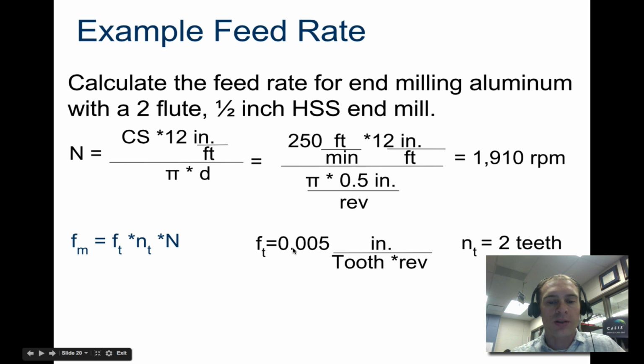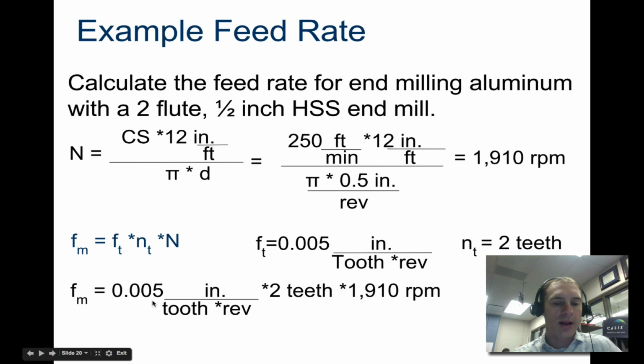So you end up with 0.005 for FT, NT is 2 teeth, and N is 1,910 RPM. Those 3 pieces, that's all you need. You can just fill in the blanks. Multiply all those together, and you're going to get the feed rate. If we multiply those together, you get a feed rate of 19.1 inches per minute. And here the tenth actually is relevant because you have such small numbers that you're working with.